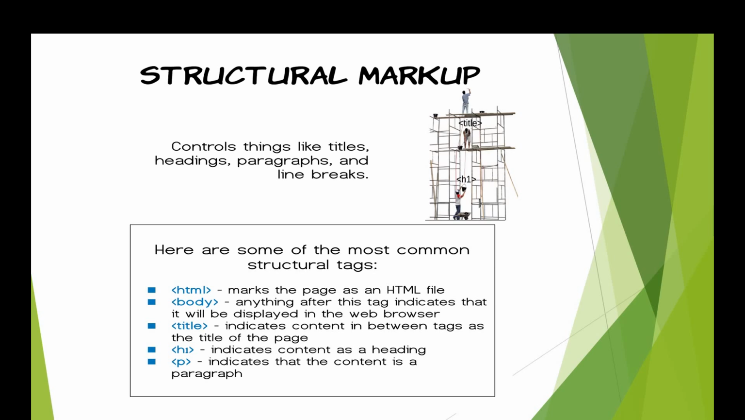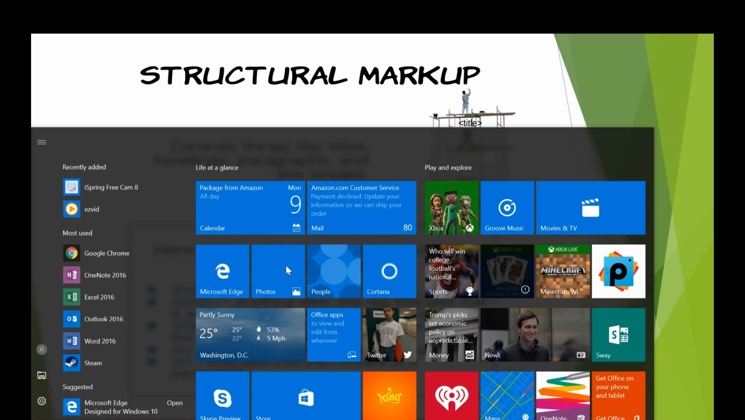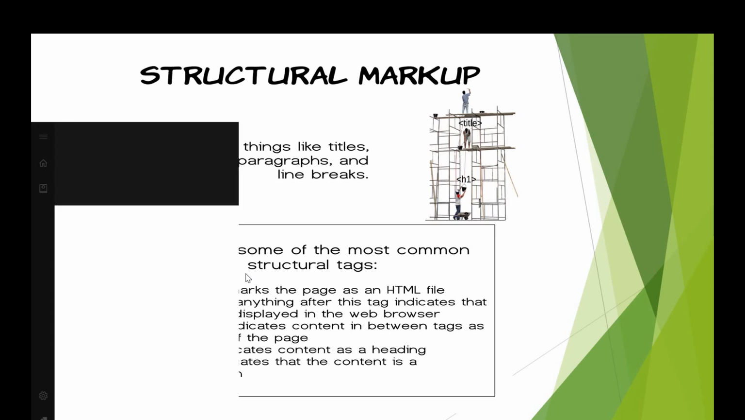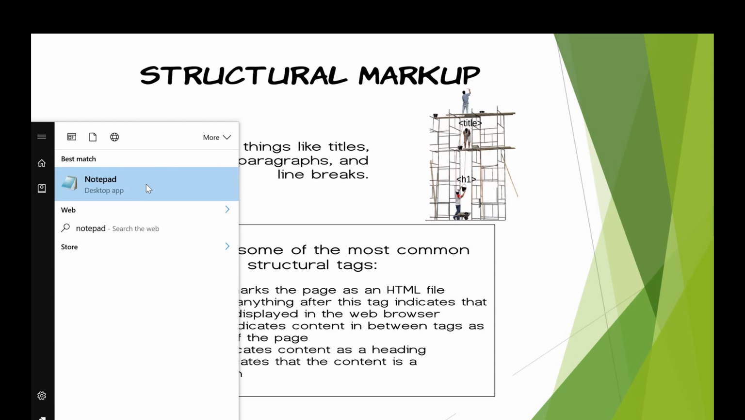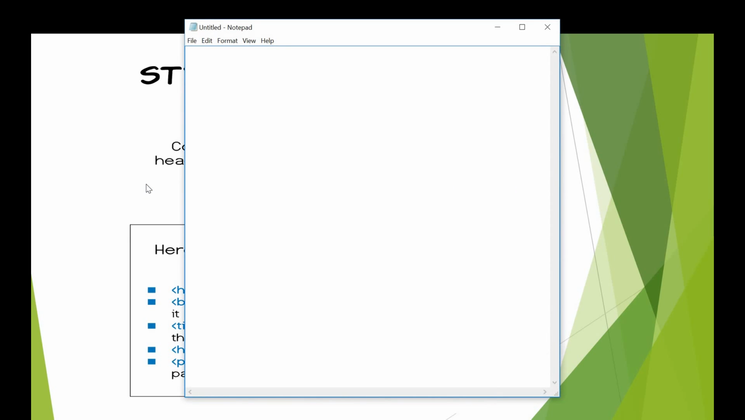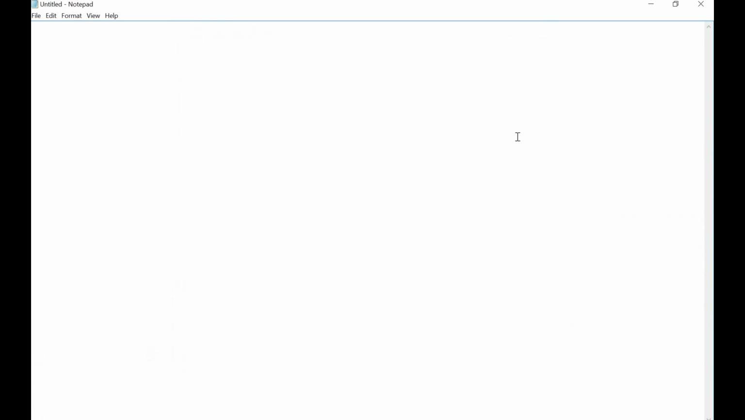You can see a couple examples of structural markup tags like HTML, body, heading, title, paragraph. And we're actually going to go ahead and use those in an example. So go ahead and open up your Notepad app. If we type in Notepad, I'm going to go ahead and open that up. Now, with Notepad, we can actually do a lot more than just take notes. We can actually save any file as an HTML file.